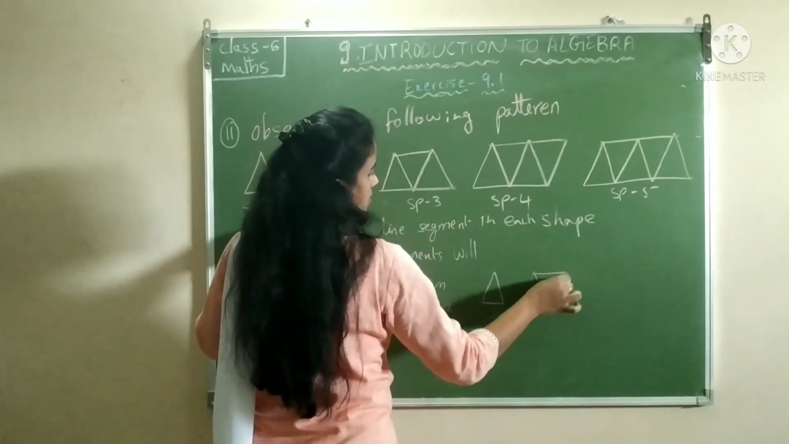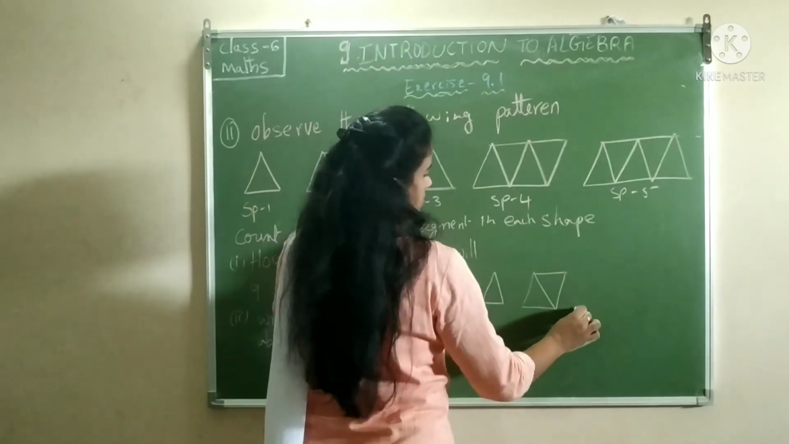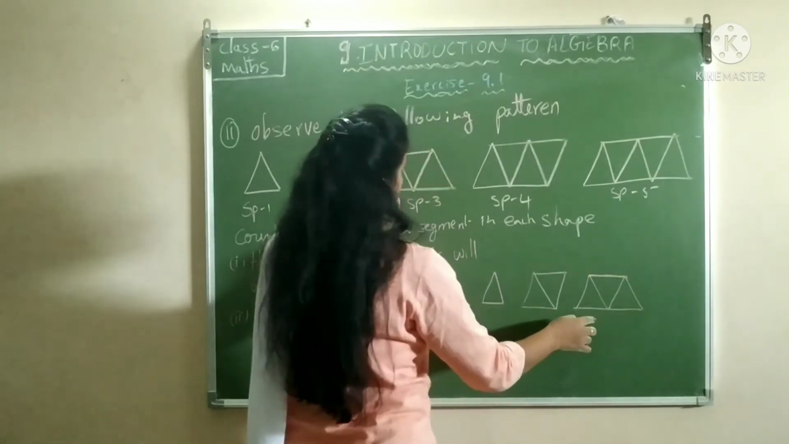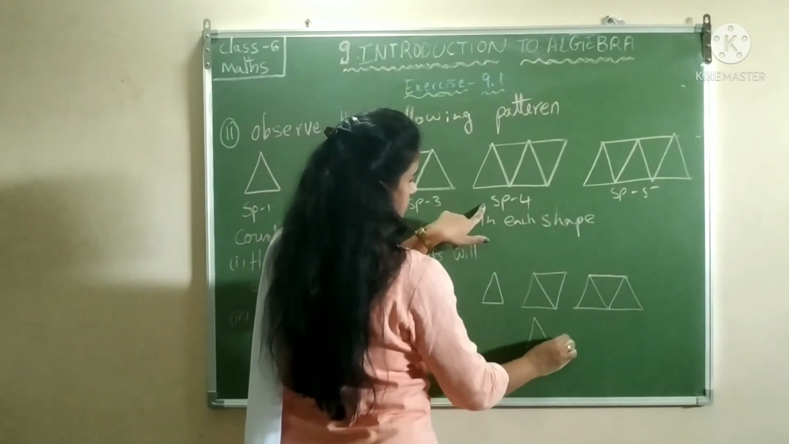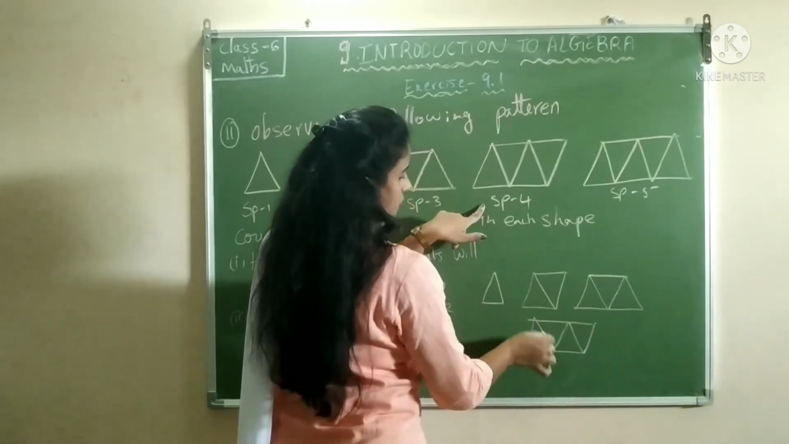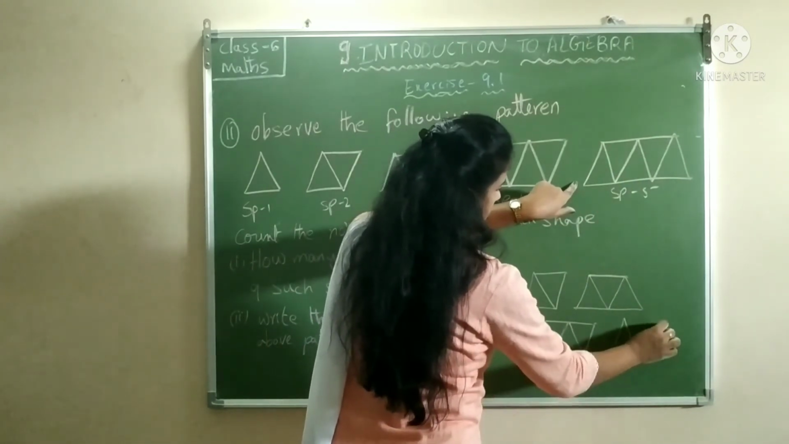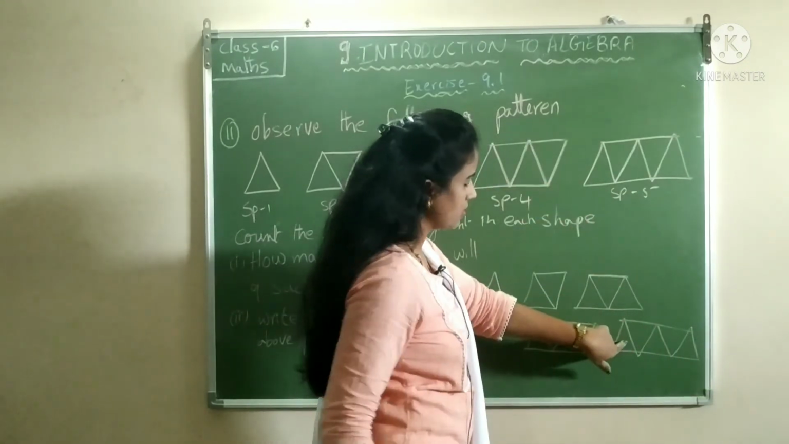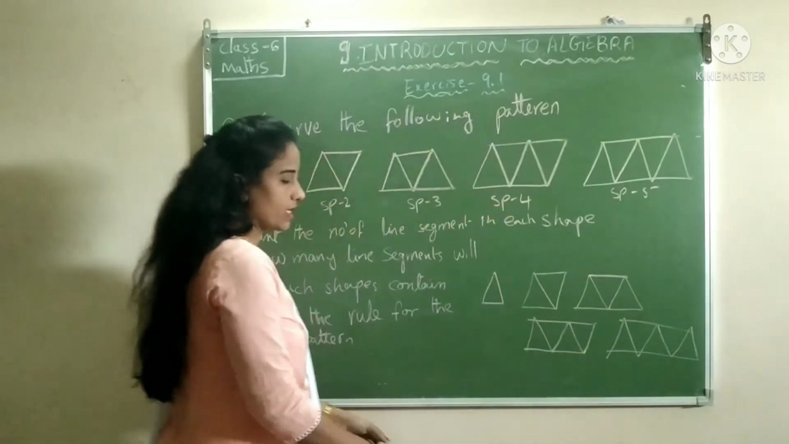Okay. That is shape 2. And the third one, shape 3. This is shape 3. And fourth shape, okay. See, this is fourth shape. Fifth shape, okay. See, how many shapes required for fourth shape? 1 2 3 4 5 line. Okay. Let us see.